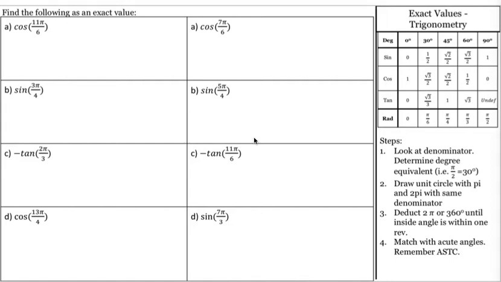In this video, we'll be finding the exact values using radians. In this case here, cosine 11 pi on 6. So we shouldn't have to convert into degrees, but you can if you like. What I prefer to do is this.